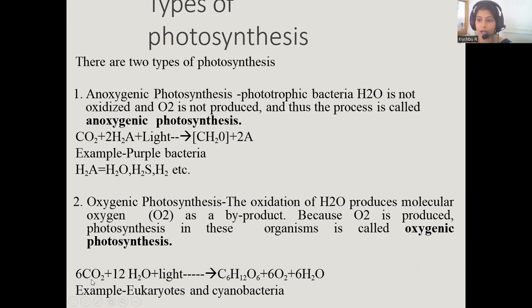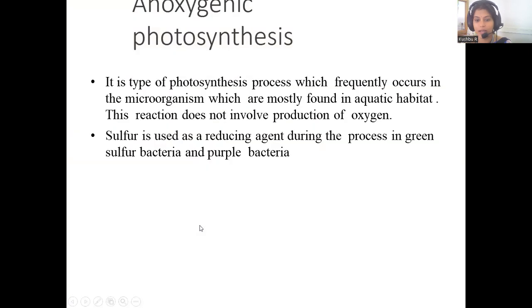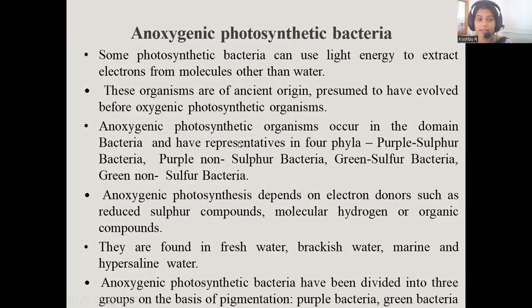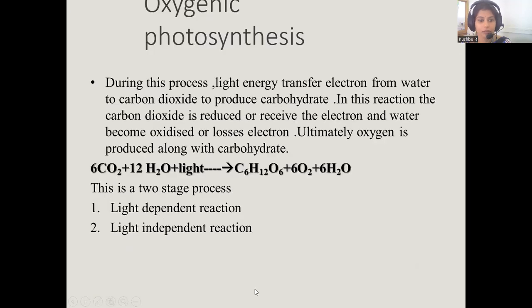But carbon dioxide is an electron acceptor. It accepts electrons, it gets reduced. The best example for anoxygenic photosynthesis would be purple bacteria, and for oxygenic it would be cyanobacteria. These are the two important types of photosynthesis that are observed in bacteria. The best example for a reducing agent in anoxygenic photosynthetic bacteria would be sulfur. This is the explanation of what we just went through.